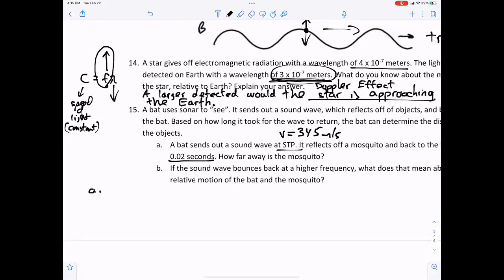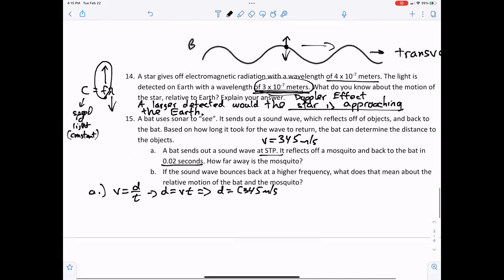Here we go, part A. We're going to do a simple velocity equals distance divided by time. If we multiply both sides by time, that means distance is equal to speed times time. So how far away is the mosquito? Well, the sound wave is traveling 345 meters per second, and now it gets to the mosquito and back in 0.02 seconds. That means it gets to the mosquito in 0.01 seconds, half of that time. Multiply that together, and the mosquito is about 3.45 meters away. Not too far away.